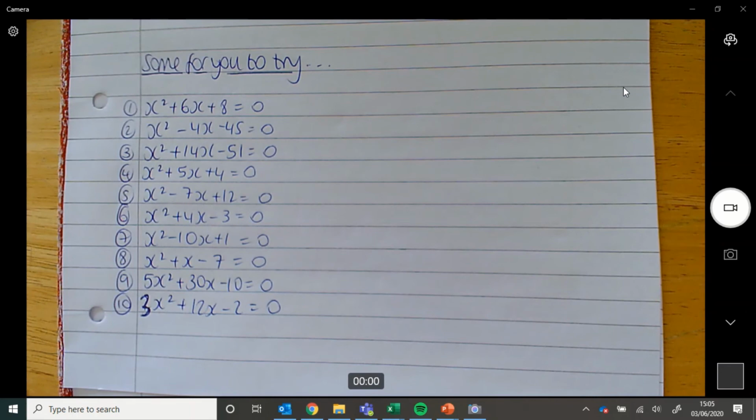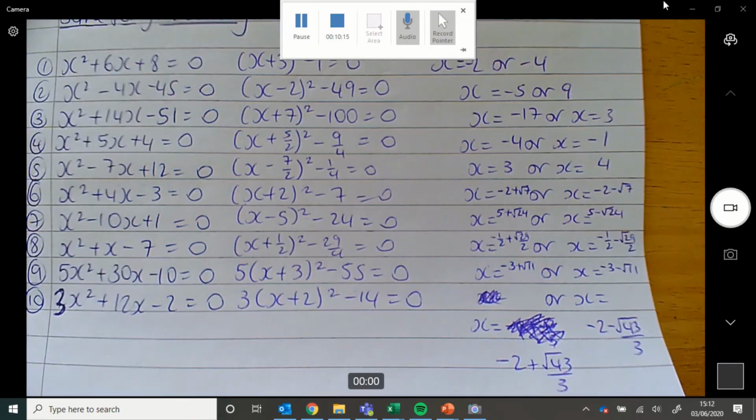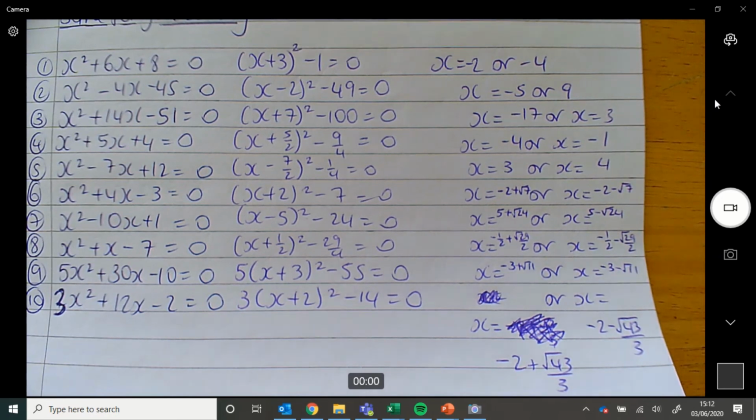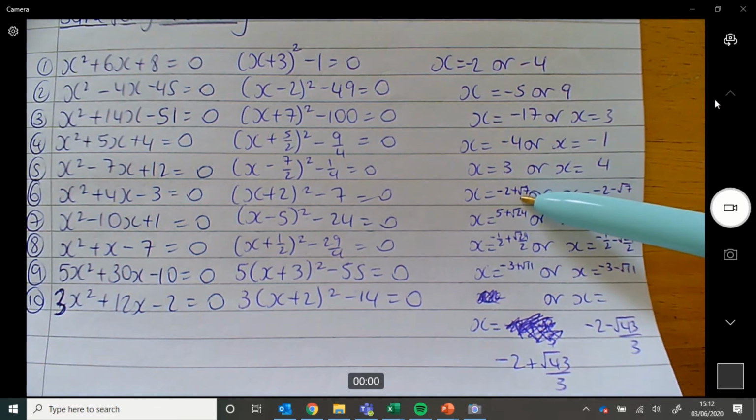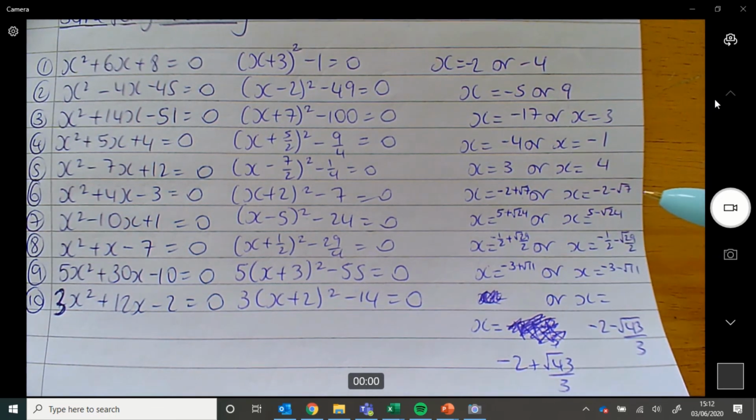Okay, 10 questions for you to have a go at. Pause the video now and have a go, please. Okay, if you could check your answers, I've written the full answer out, so negative 2 plus root 7 and negative 2 minus root 7, just so you can type it into a calculator and check, because you might have done it rounded to a different number of decimal places. If you've got any questions, please email me.